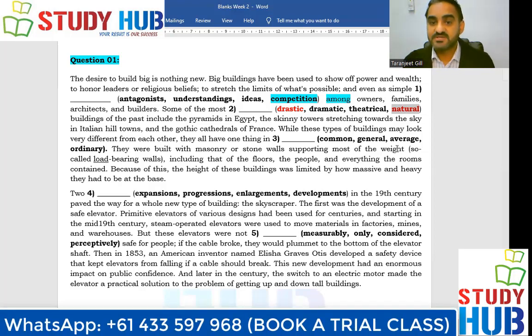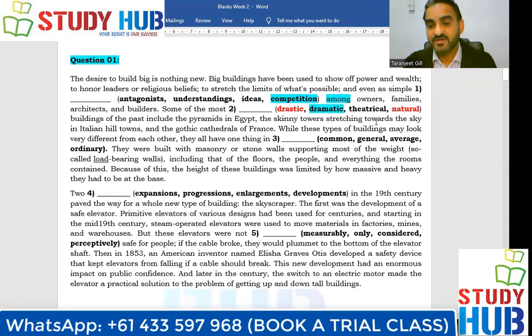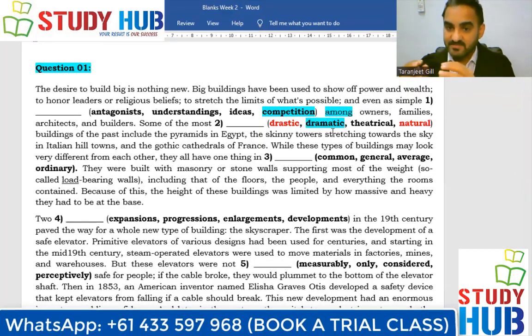Now in this context, dramatic will be a more appropriate word when it comes to buildings. Buildings can be iconic, buildings can be dramatic. Theatrical is more about stage and theaters. That doesn't go well with buildings. So elimination is also a very good technique to use here. Try to eliminate whatever words you can eliminate, maybe one, maybe two.